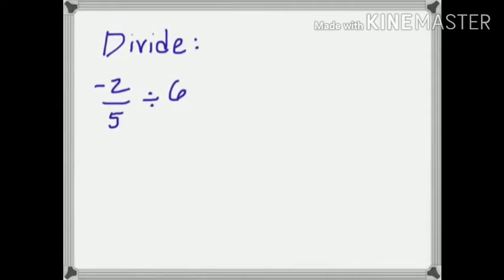Okay? Same thing, divide the fractions. So again, notice 6 is really 6 over 1. And if you rewrite it like that, it's a little easier to see what the reciprocal is. So negative 2/5 times, and then the reciprocal of 6 would be 1/6. Okay?